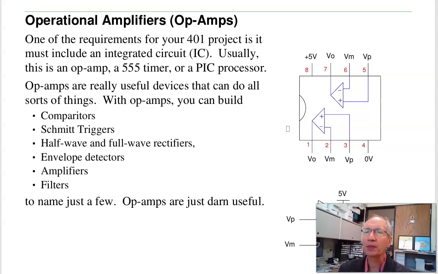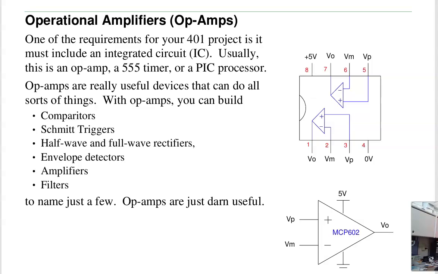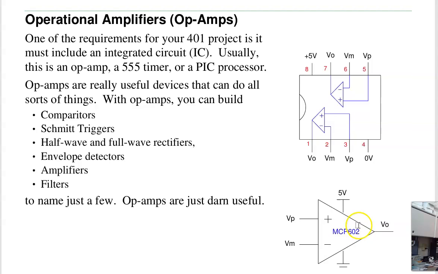In terms of op amps, one of the requirements for Senior Design 1 is you have to include an integrated circuit. That could usually be an op amp, a 555 timer, a Raspberry Pi Pico, your pick. Op amps are just really useful. They're devices that can do all sorts of things, such as comparators, Schmitt triggers, half-wave, full-wave rectifiers, envelope detectors, amplifiers, filters, and so on. They're just darn useful.